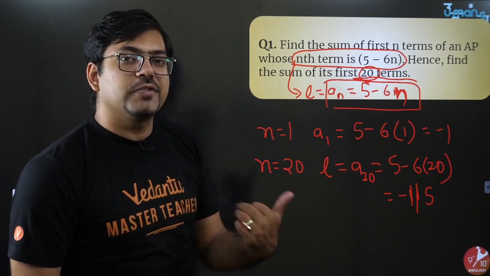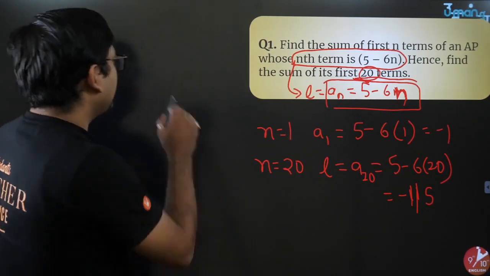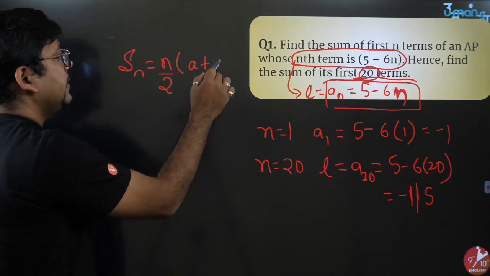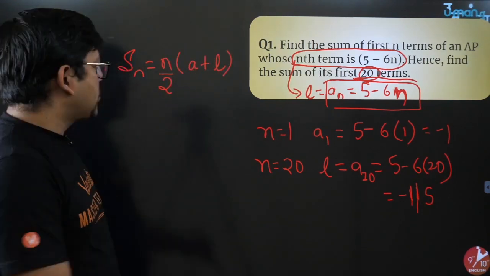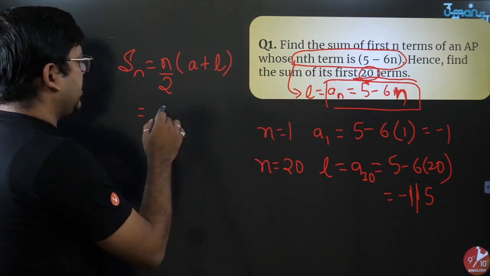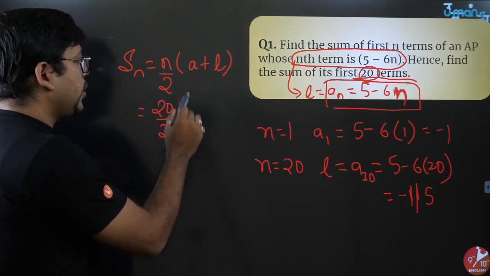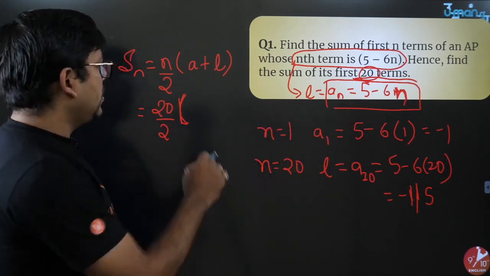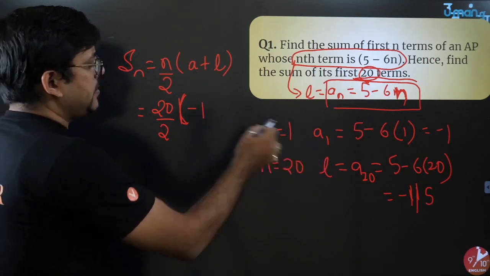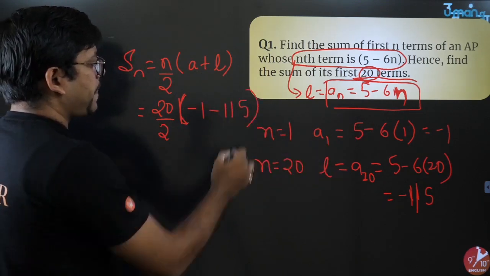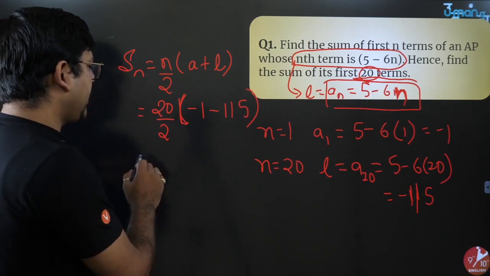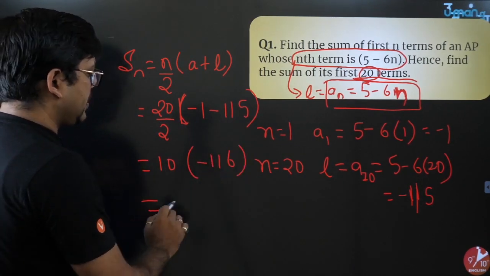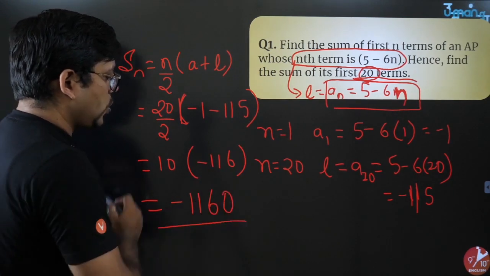Now what you have to do? You have to just simply apply the formula. And what is the formula? That is also very simple. S_n is equal to n by 2 into (a plus L). So what is n by 2? n by 2 is nothing but 20 by 2, into (a plus L). What is a plus L? The first term a is minus 1, and the last term L is minus 115. Fine? Okay. 20 by 2 is very simply 10, and minus 116. So minus 116 into 10, the value will be minus 1160.